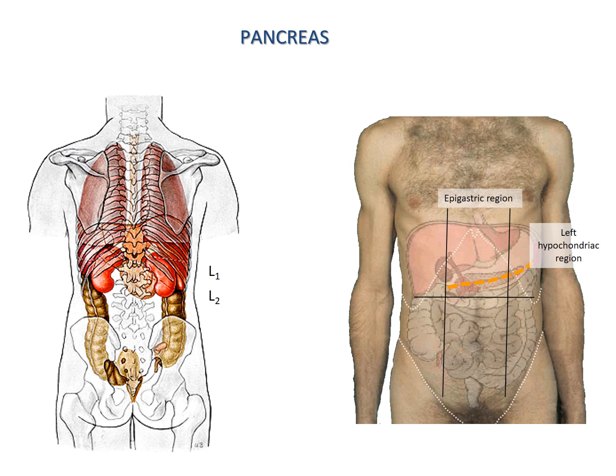The pancreas lies more or less horizontally on the posterior abdominal wall. Its right part lies across the bodies of the L1 to L2 vertebrae. It lies in the epigastric and left hypochondriac regions. It is located posterior to the stomach. It extends from the duodenum to the spleen.